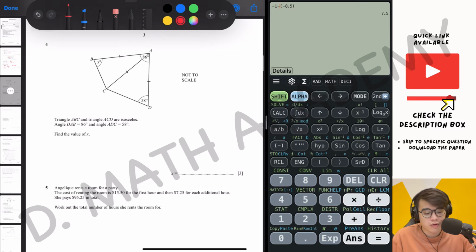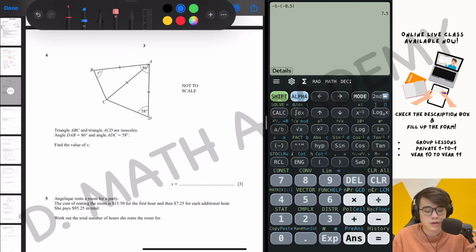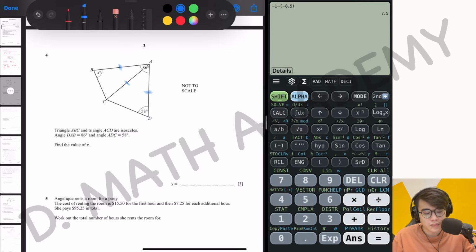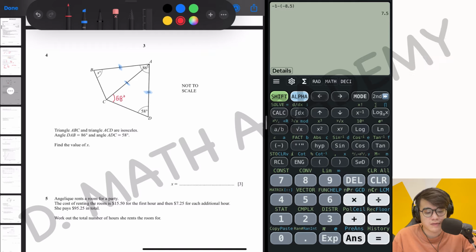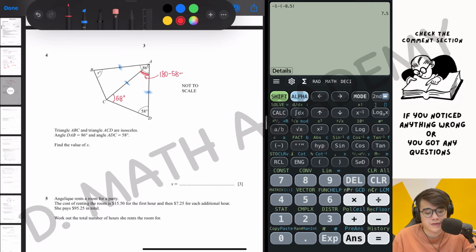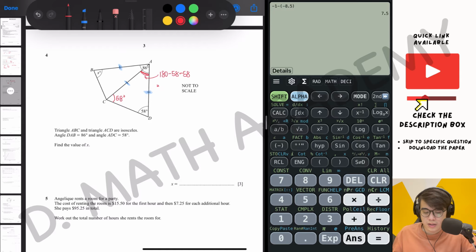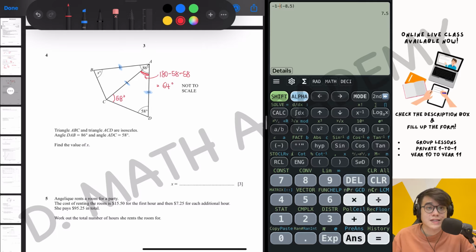Moving on to question 4, we have a question here. The key detail that we'll identify from this question is the hint on isosceles triangle. So this tells us that this angle will also be 58 degrees, and then for the center section here, you have to take 180 minus 58 minus 58. From this process, you will get your final answer of the center section as 64.